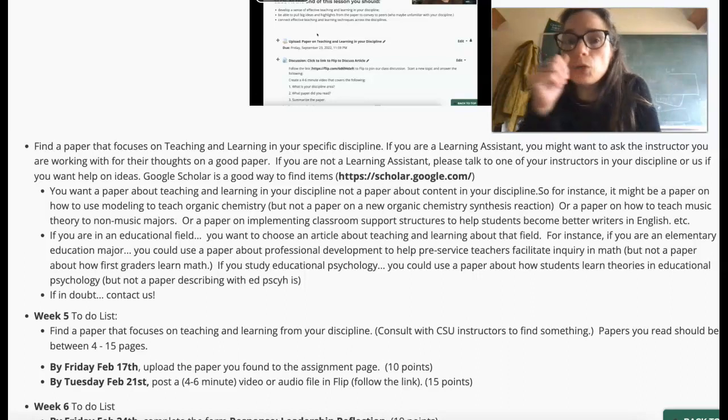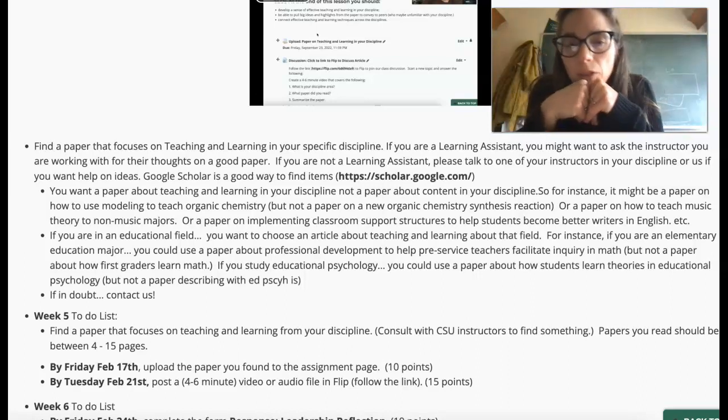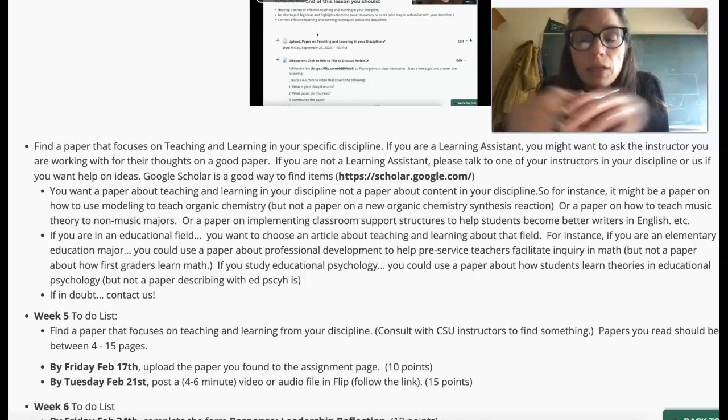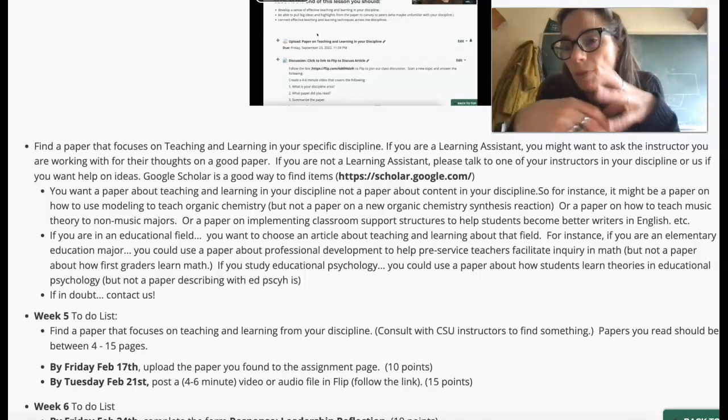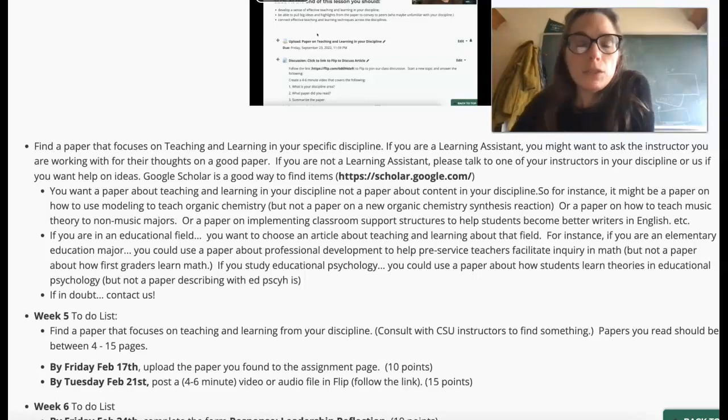All right, so the next 2 weeks are a little bit different. This is a 2-week unit, so we're going to spend a little bit of time on this. We're going to really think about what teaching and learning looks like in our different disciplines, what commonalities there are, and maybe what differences. To do that, we're each going to explore a paper from our area. So let's talk a little bit more about what that entails.